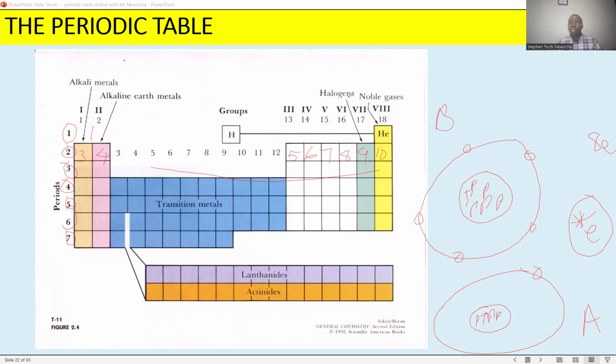That means the energy they require to lose an electron, it's easy for them to lose an electron.